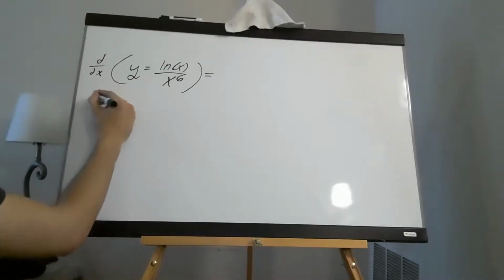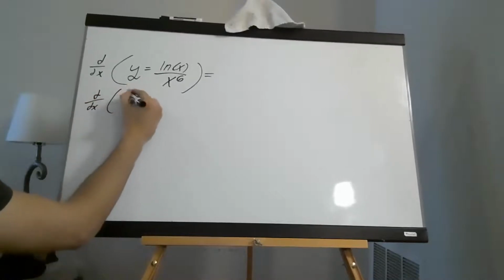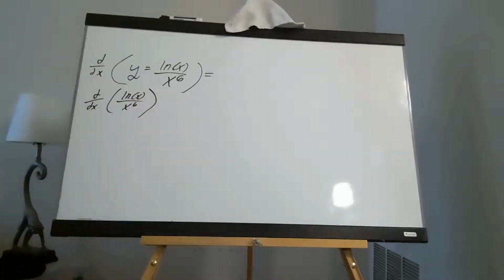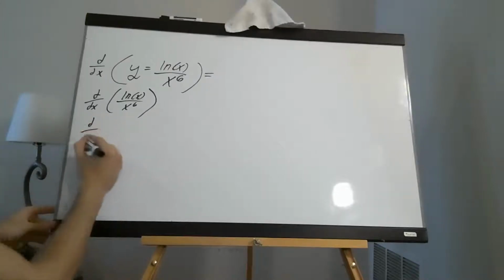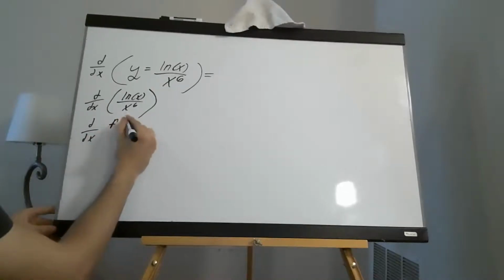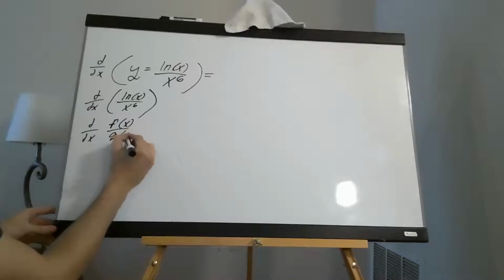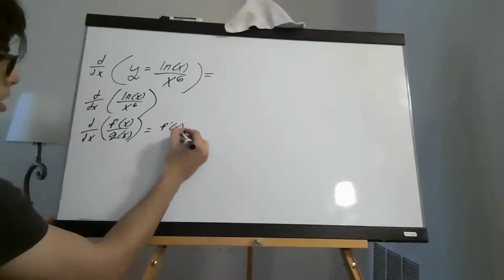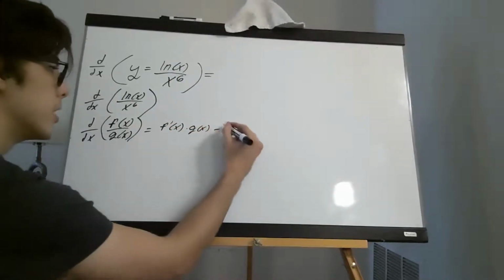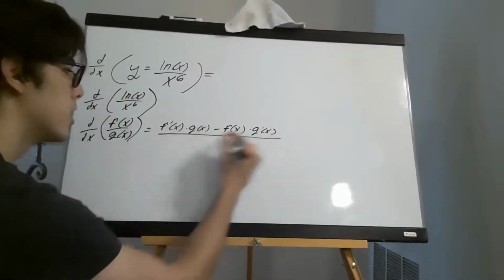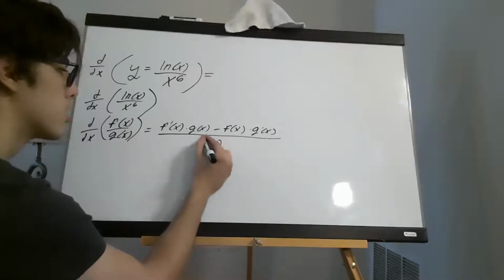That's exactly what we're just going to go d/dx of the natural log of x over x to the 6. And if you guys remember what the quotient rule is, it's like this. The derivative of f of x over g of x is equal to f prime of x times g of x minus f of x times g prime of x, divided by g of x squared.